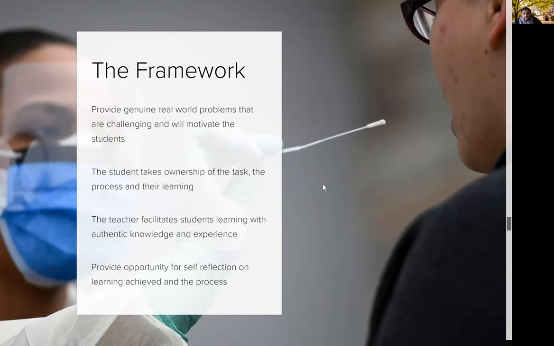As we talked about earlier, the framework does require us to provide the students with a genuine real-world problem. The student also has a responsibility in that they have to take ownership of the task. The teacher or the lecturer is in this case acting more as a facilitator who has authentic knowledge and experience and can share that with the students. The teacher also has to provide the opportunity for self-reflection on those learning activities and the process of that learning as well. So the students realize what they're learning as they go and also recognize what they're missing as well.